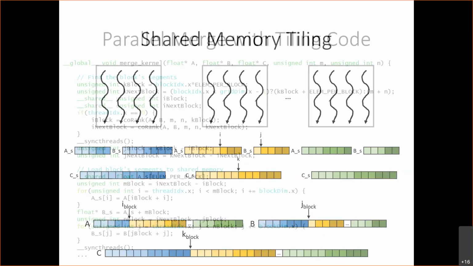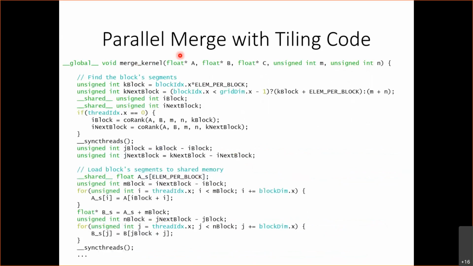So here, this is the parallel merge using tiling to improve the coalescing. Here, we're going to find the K for each thread block. This is K block in the previous diagram. We do that by multiplying the block index by the number of elements per block. We also find the K for the next block. And then we want to find the co-rank for K block and K next block. However, we don't want all the threads to do this.